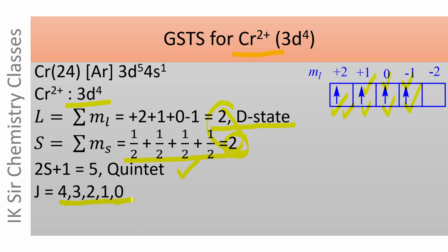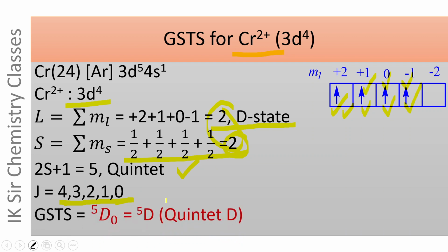Please note it again that the value of J varies from L+S to L-S in integral steps. The ground state term symbol for chromium 2+ ion having 3d4 electronic configuration will be quintet D0. 3d4 is still less than half filled, and hence the minimum value of J will be selected for the ground state term symbol, and the ground state term symbol for chromium 2+ ion is quintet D0.